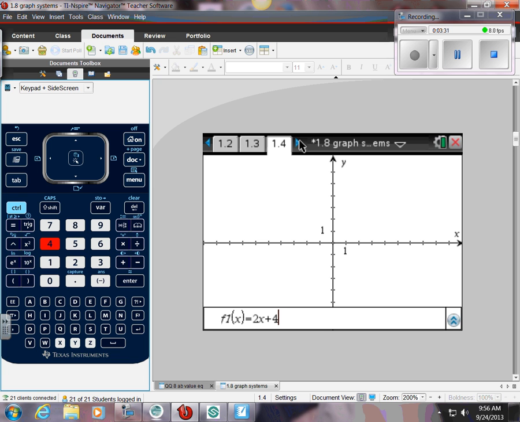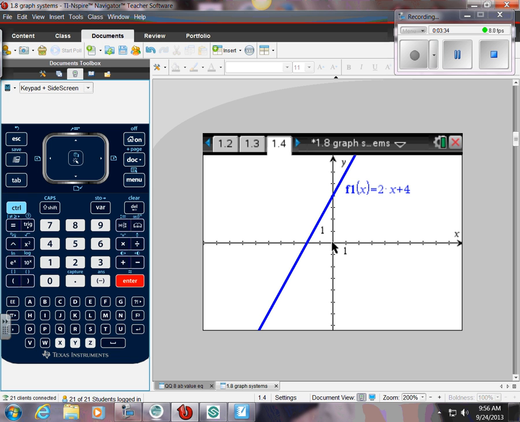You're going to hit enter to graph it. So everybody should have this in here, 2x plus 4, graph that line. How do I bring back up my function bar in order to graph another line? Control G. We're going to graph that second one, negative 3x minus 1. And we're going to hit enter. We're not going to use the table for this.